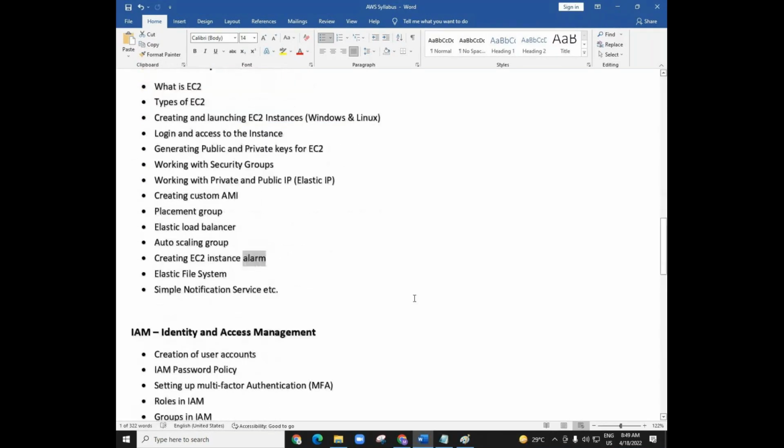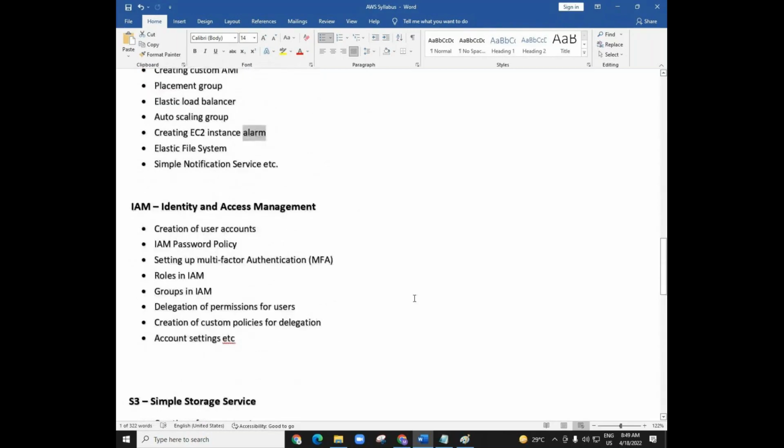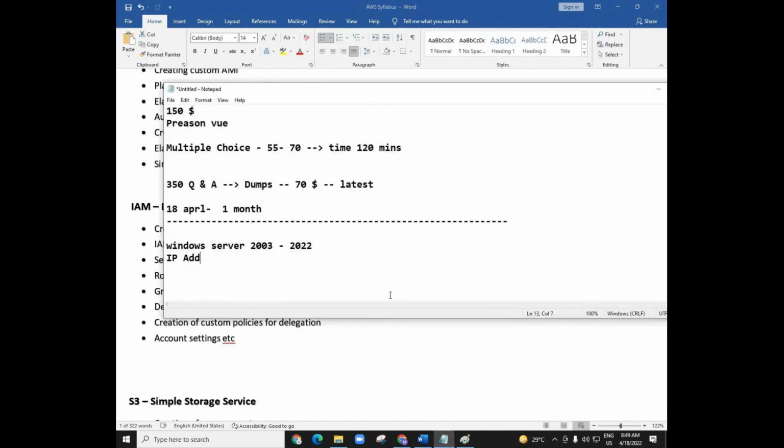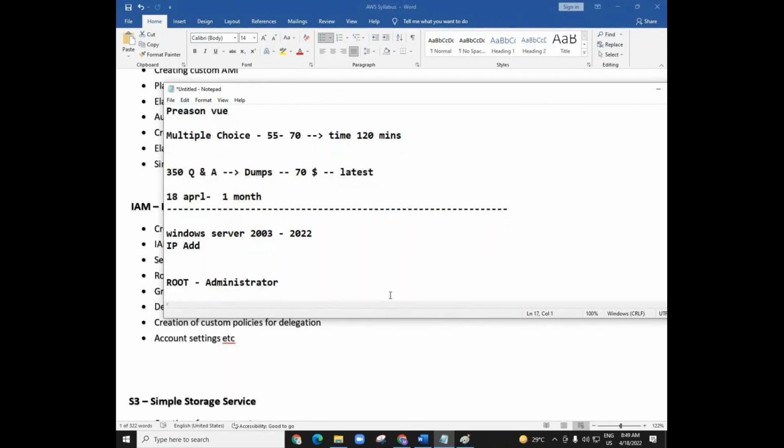Done. Now there is one more topic called IAM, identity and access management. Identity and access management means, when you create an account, there is only one user. It is called the root user. Root means it is the main user, or we can call it the administrator also. But within a company, there are many people working on cloud. There are many cloud administrators working.